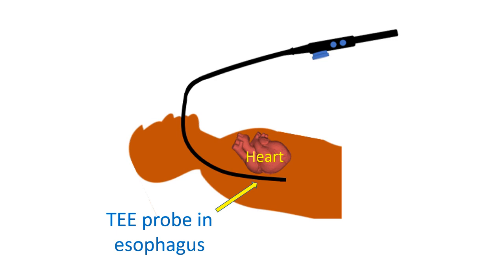While imaging nearby structures, higher frequency transducers can be used, increasing the image resolution. Higher frequencies cannot be used in transthoracic echocardiography because of attenuation at higher distances.